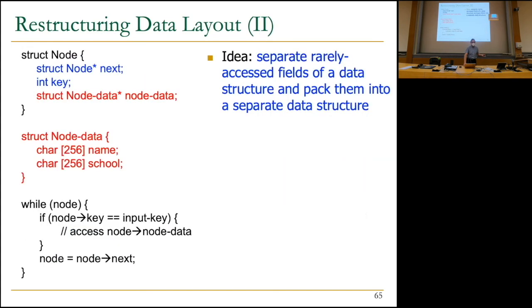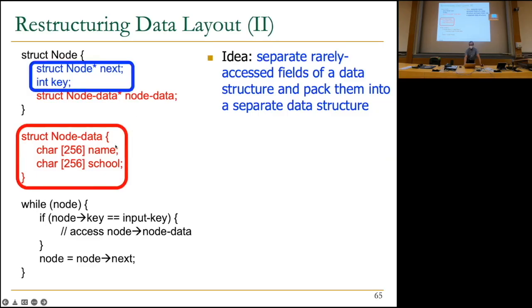Well, one way of fixing the problem is to separate the rarely accessed fields of a data structure and pack them into a separate data structure. Basically, separate what you expect to be frequently accessed versus rarely accessed. And this is what we do over here, as you can see. The blue ones are frequently accessed, red ones are rarely accessed. And the really big pieces of data are in a separate data structure with a pointer over here. That's the idea.